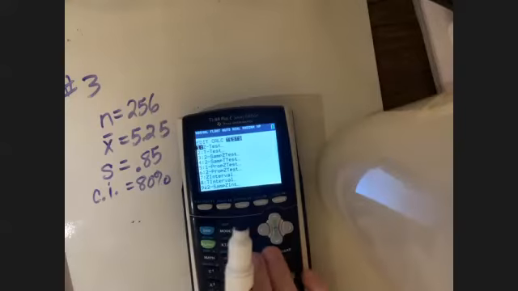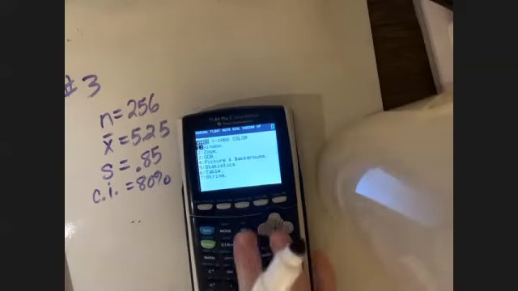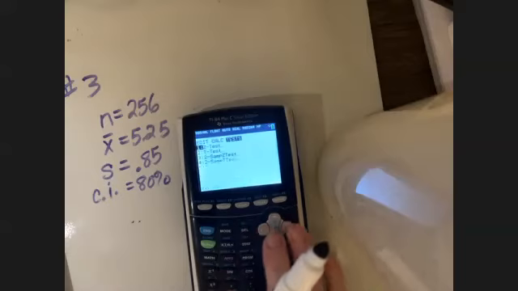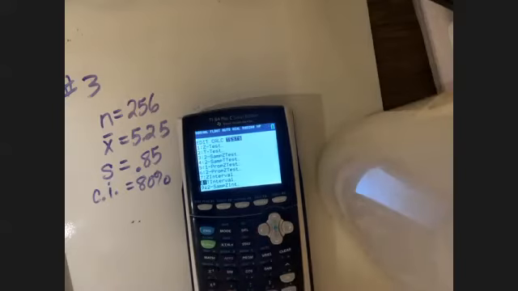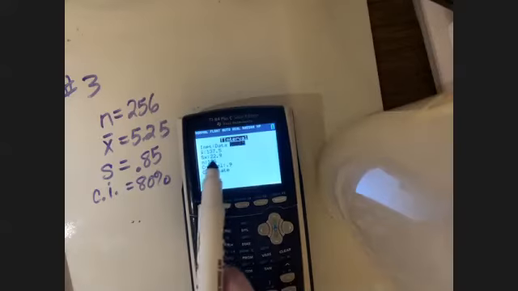It's way down here. It's at number 8. Okay, so let me get back. It's down here at number 8. Okay, so T interval is number 8. Now, we can either give it data or stats. We have stats. We have the information, so we're going to go ahead and use this.